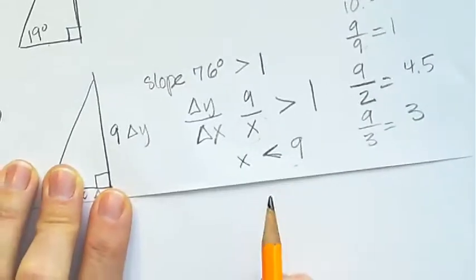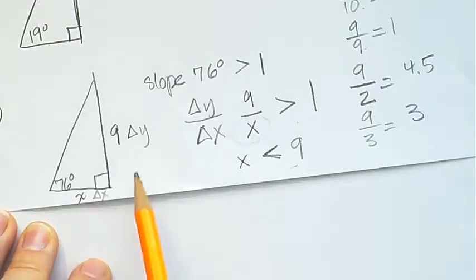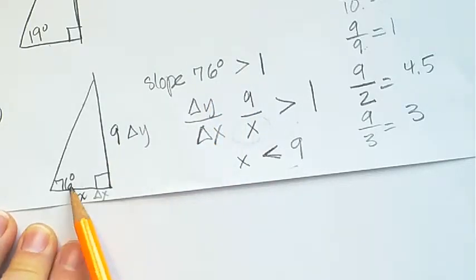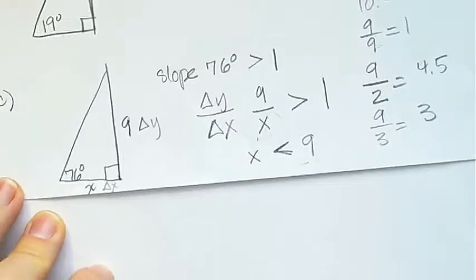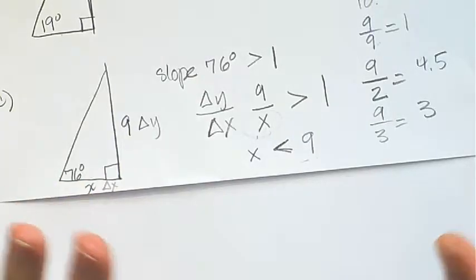X has to be less than 9, even though I don't know what this change in x is. I know the slope is going to be greater than 1 because anything above 45 degrees, it's going to be bigger than 1. So I know that this denominator has to be smaller than 9. Even if this isn't making perfect sense today, just stick with it. It's going to click, and you may not revisit this again for a while, but having these seeds planted, they're going to grow.